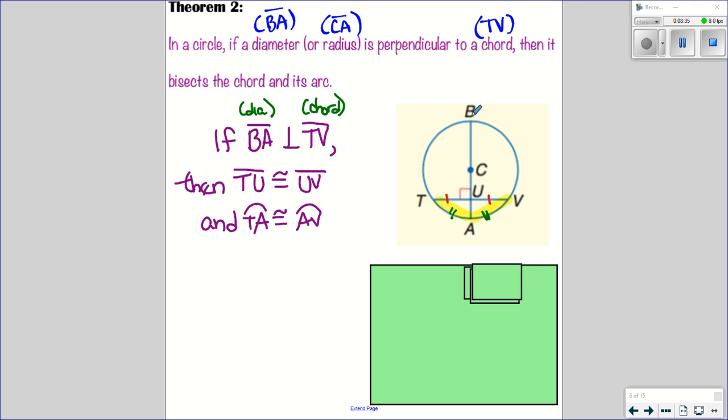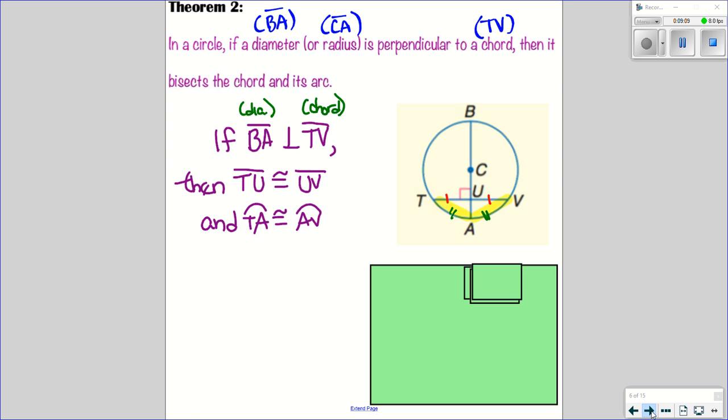And since BA is going right through the center of the circle, whatever is in the circle that intersects with it, providing that it's a horizontal line like a chord or another diameter, it will bisect it into two congruent segments. So that's what theorem 2 talks about. A diameter is perpendicular to the chord, and it will create two congruent segments, and also the arcs will be congruent.